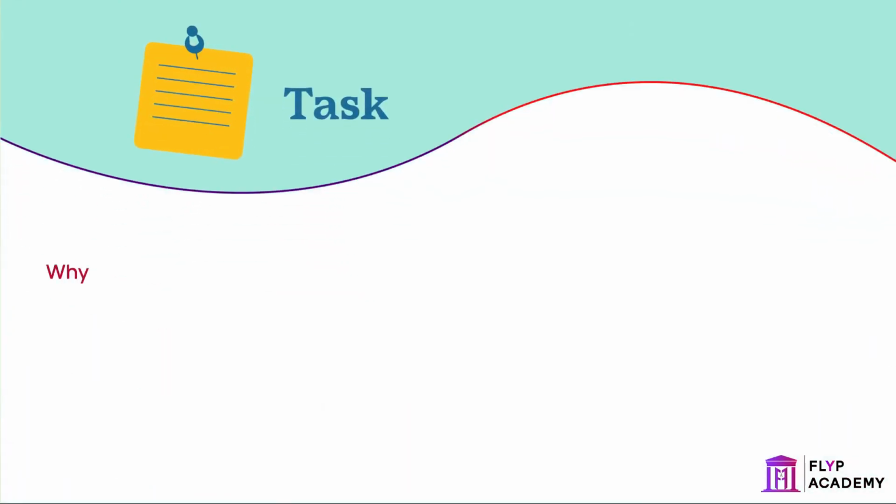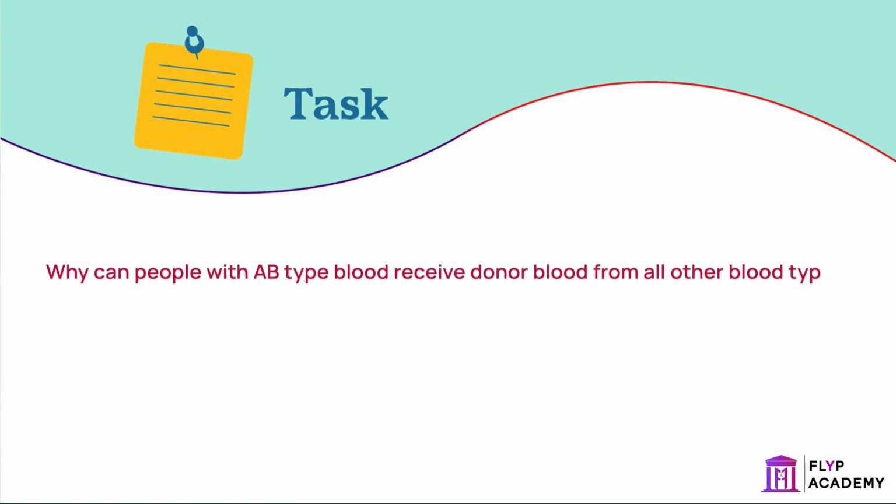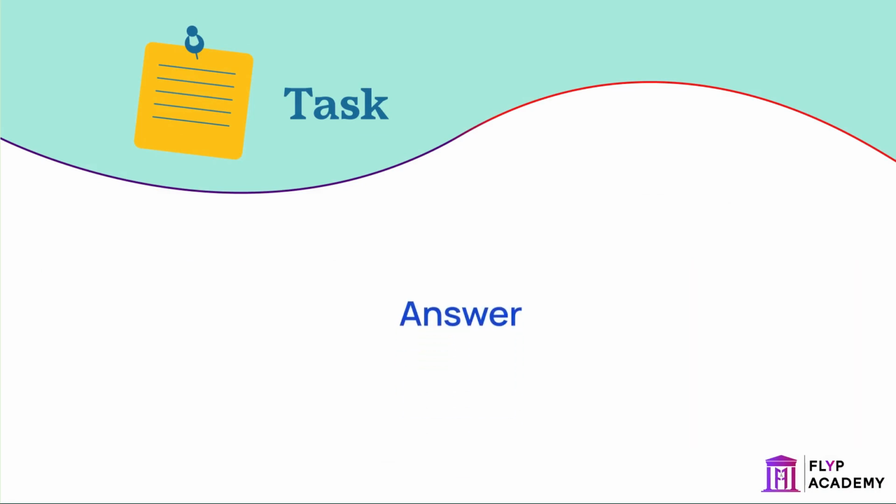Task. Why can people with AB blood type receive donor blood from all other blood types? People with AB blood type have no antibodies in their plasma.